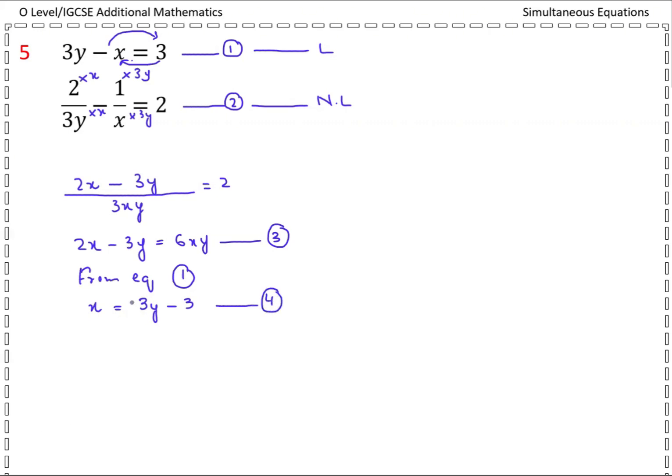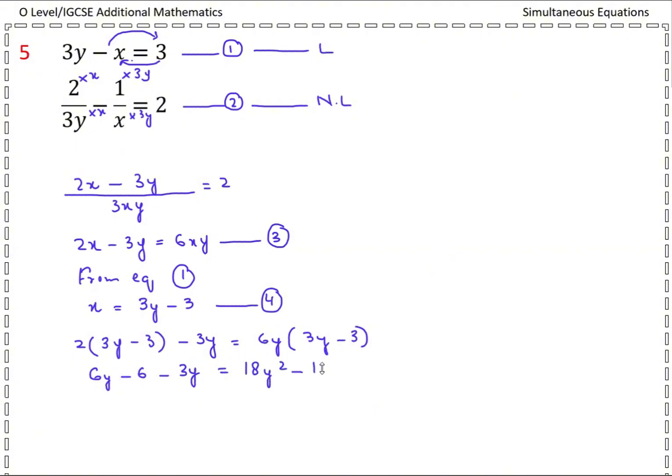Now we will solve these two equations simultaneously. We will substitute x from equation 4 into equation 3. 2 into 3y minus 3 minus 3y is equal to 6y into 3y minus 3. In place of x, we have substituted 3y minus 3. 6y minus 6 minus 3y is equal to 18y squared minus 18y.